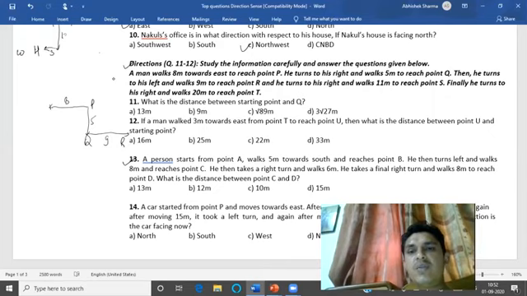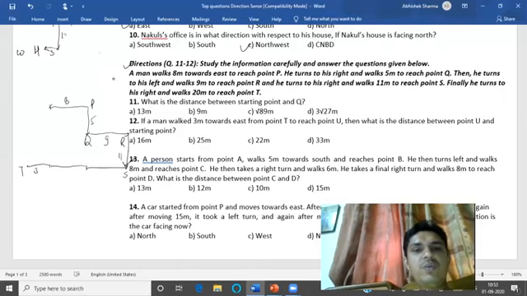Then he turns to his right and walks 11 meters to reach point S. Finally, he turns to his right and walks 20 meters to reach point T. That means 9 plus 11, and 9 plus 8 is 17, and 17 plus 3 is equal to 20. And now he has reached point T. So my first question, question number 11, is: what is the distance between the starting point and Q?